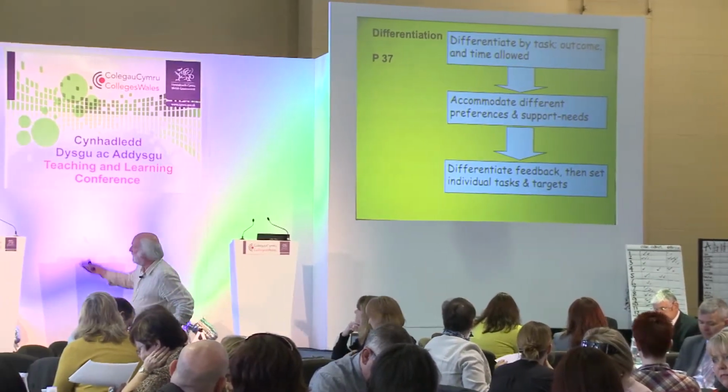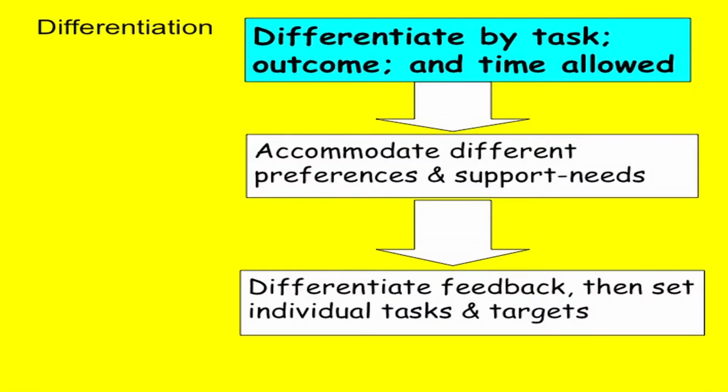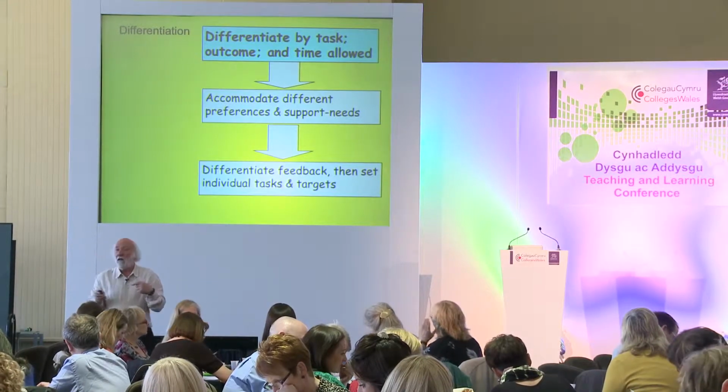We've only got a couple of hours, we can't possibly cover all that. So we're going to look at the top one there, which is to differentiate by task, outcome, and time allowed. Although the time allowed links in with the next one down about support need. If a student isn't succeeding in a certain class, they should be given support and help. It doesn't have to come from you.